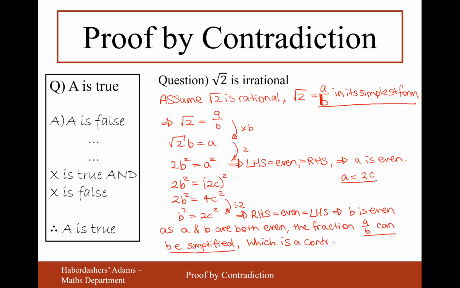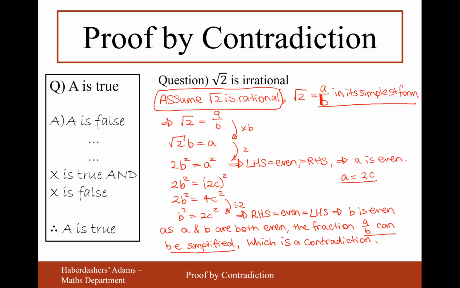So statement X is referring to the simplification of the fraction a over b. A over b is simplified and a over b is not simplified. A over b can be simplified, and so this assumption that the square root of 2 is rational has led me to this contradiction, which can't be true. It's absurd to be true.